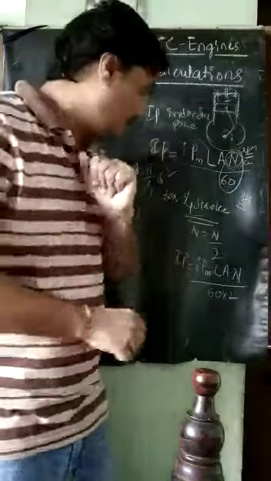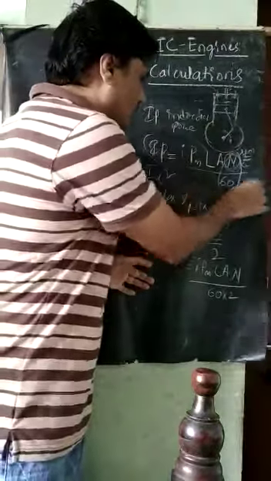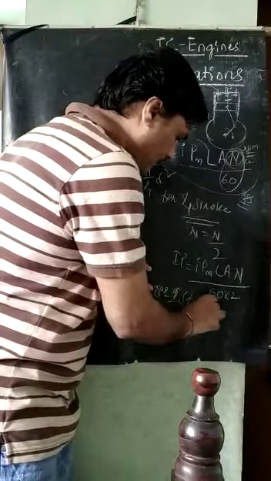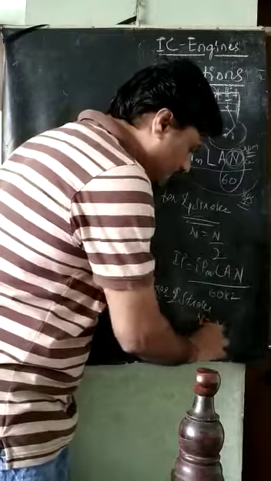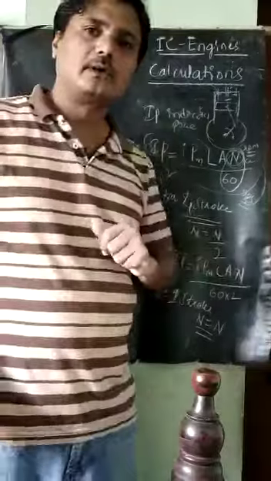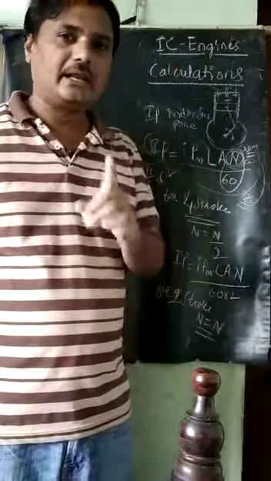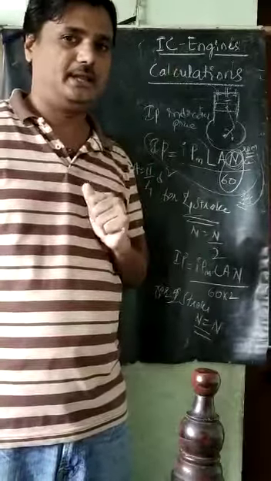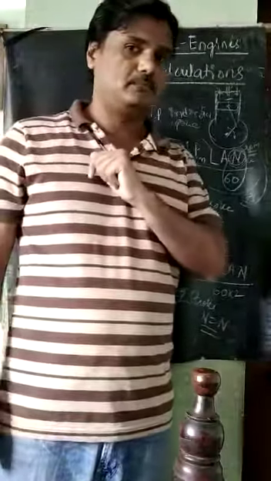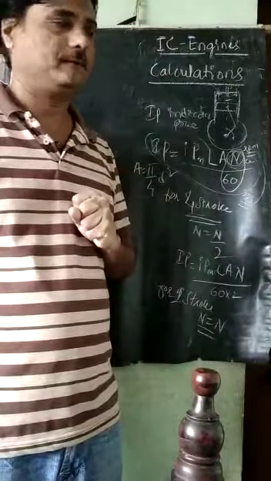Next is the 2-stroke, with the same equation. For 2-stroke, n is equal to N only. Because for 1 revolution of the crank, we get 1 power stroke. That's why n is equal to N here. In case of the 4-stroke, n is equal to N by 2, because for 2 revolutions of the crank, 1 power stroke takes place.